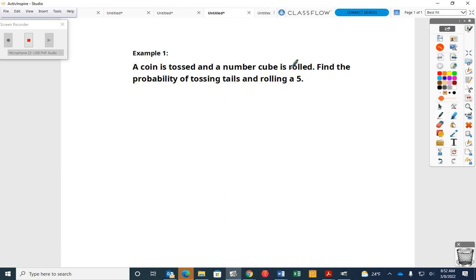Okay, if I flip a tails, is that going to affect what I roll on a number cube? No, not at all. There's no effect. I can flip a coin 1,000 times and it's still not going to affect what I roll on a number cube, right? So what does this say? Find the probability of tossing a tails, but then I see this word, and rolling a 5.